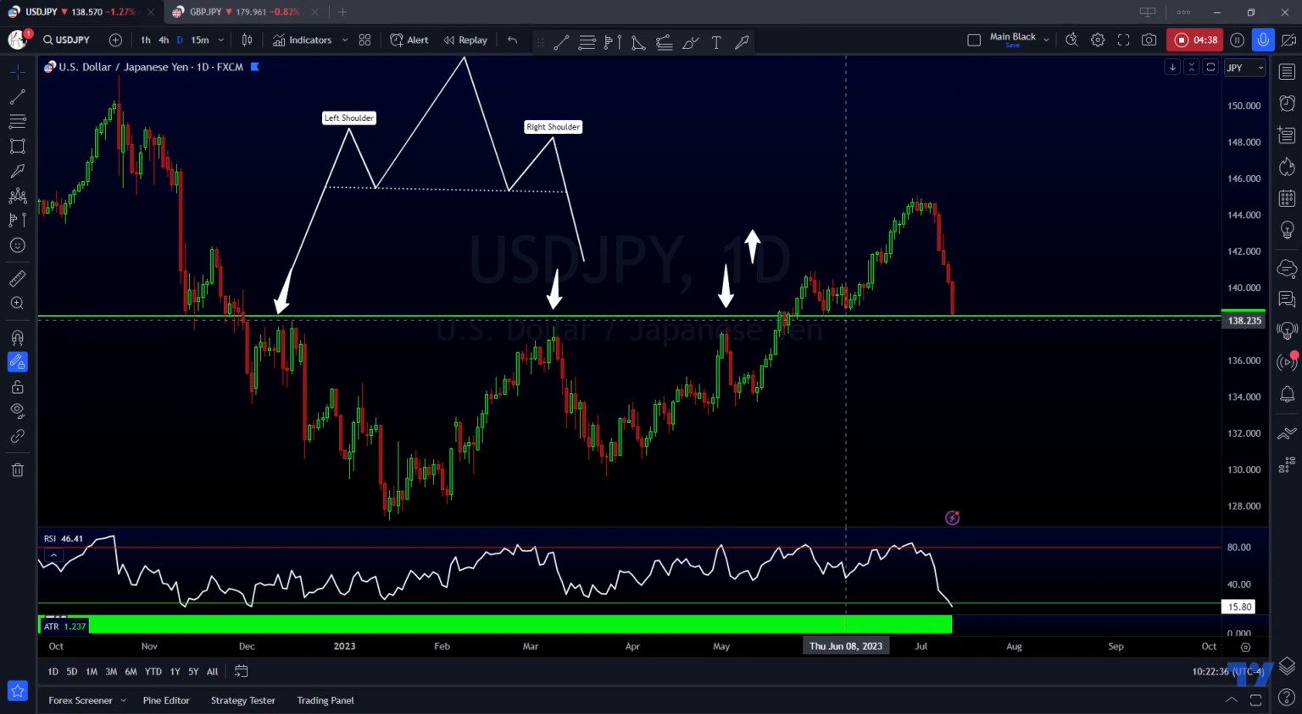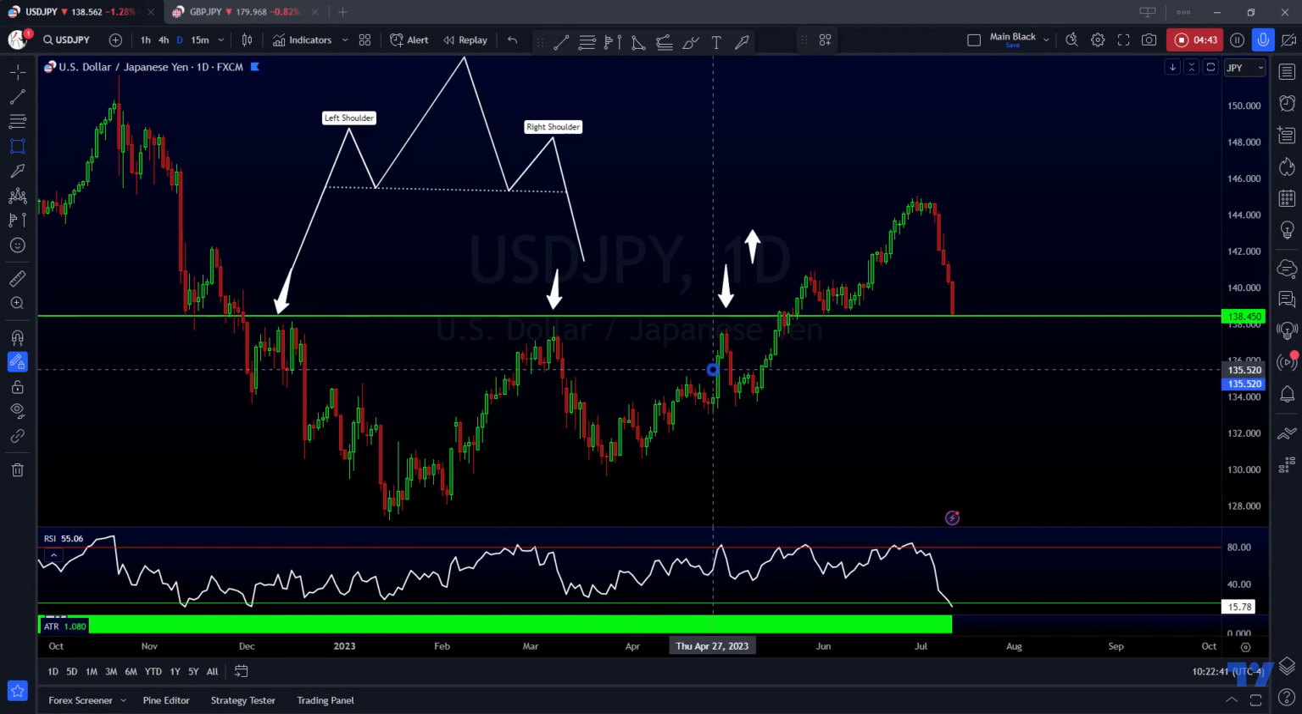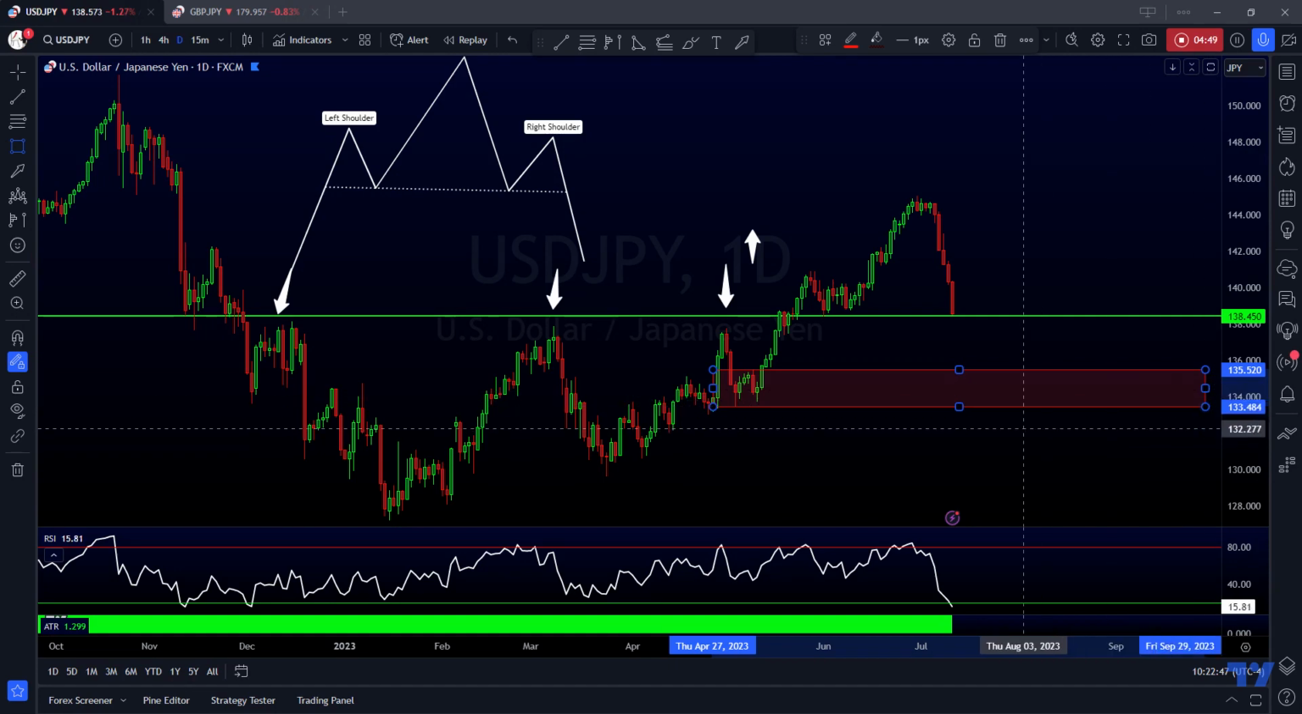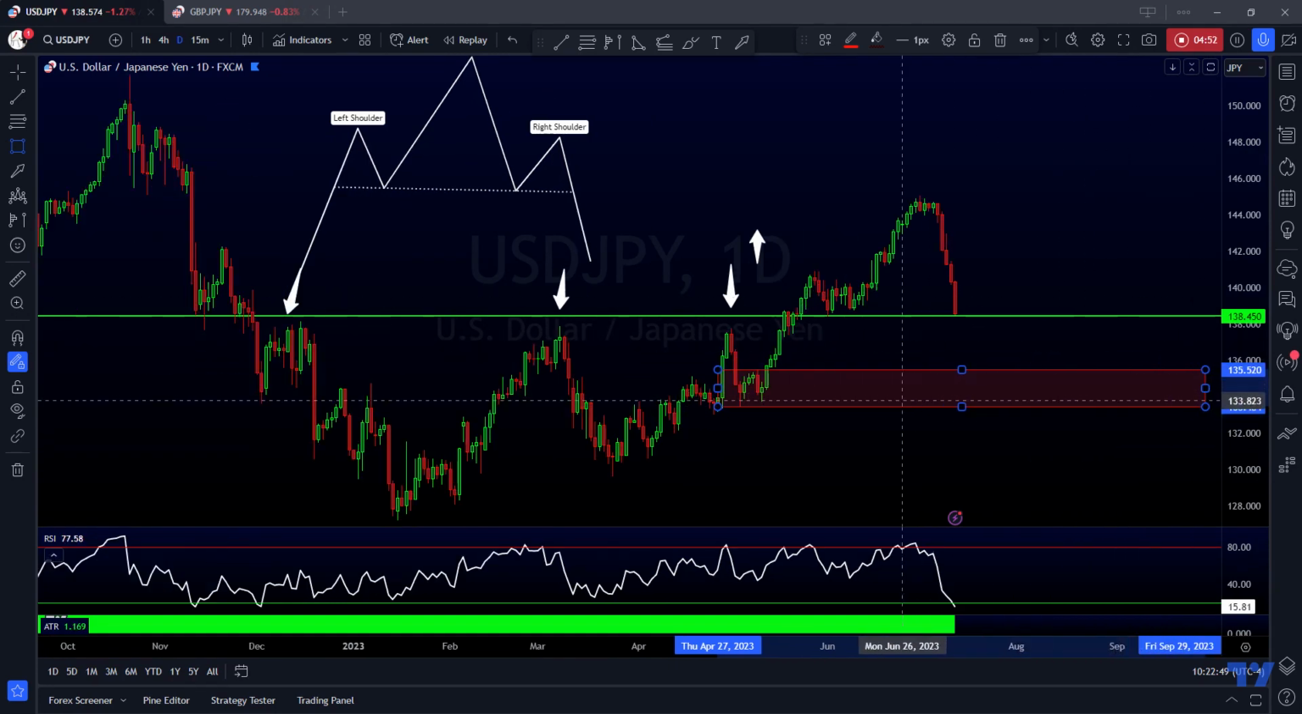So the next question is, if we are going to go lower, where are we likely to go lower to? And just from a pure structure perspective, the level that stands out to me is going to be this zone right in here. And then what we want to do is pinpoint the specifics of that level. So what can I use to identify where inside this level I should look for targets?